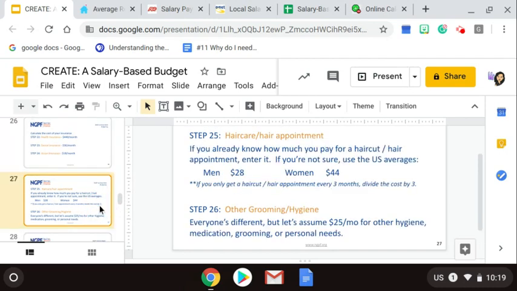So let's go right here. It's easy, you just follow the steps. For men, $28. And for women, 44. If you go once a month, that's fine. All right, and let's do step 26 since we're here.